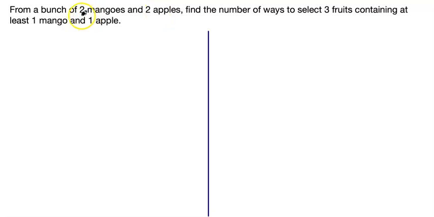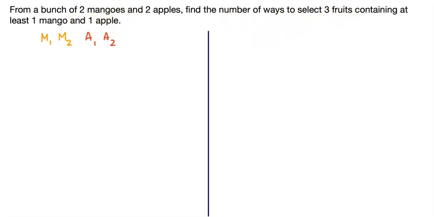So from a bunch of 2 mangoes and 2 apples, find the number of ways to select 3 fruits containing at least 1 mango and 1 apple. So you have 2 mangoes and 2 apples, and you want to select 3 fruits containing at least 1 mango and 1 apple.